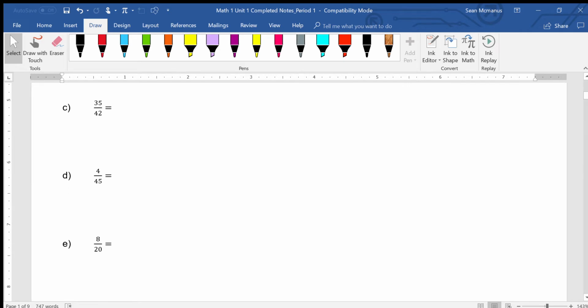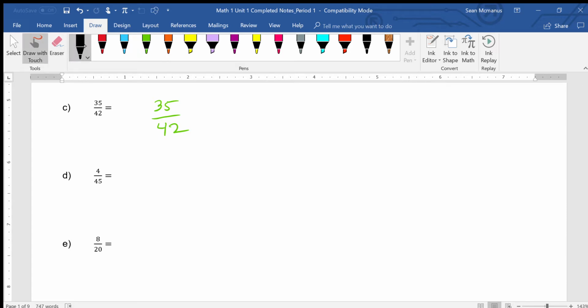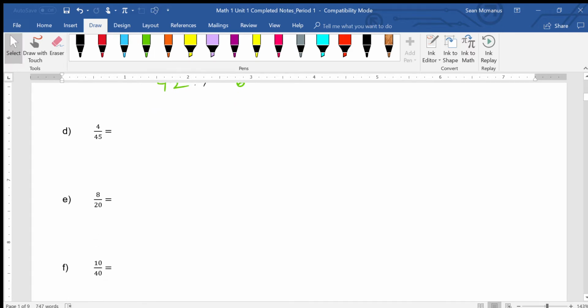Okay. Kind of continuing here. Again, I'll write it just a little bit bigger so it's easier to see. So 35 divided by 42, those are both multiples of 7. All right, so if I divide each of those by 7, 35 divided by 7 is 5. 42 divided by 7 is 6. All right, so 5 over 6.